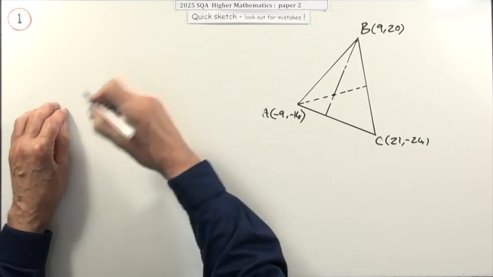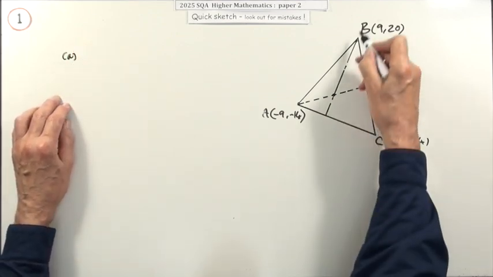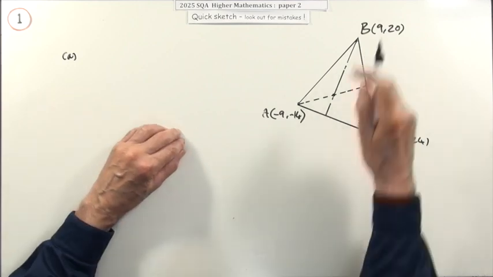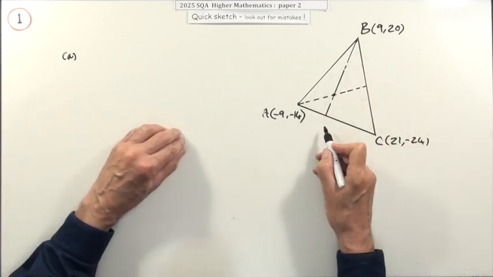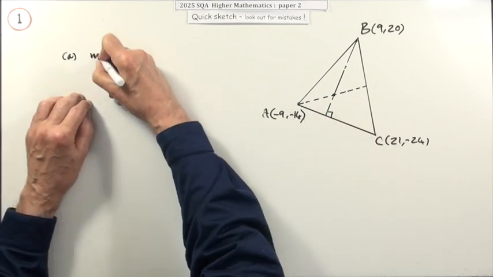Well, what was it first of all? It was the one through B. So part A, well that means if you want the equation of a line, you need a point on it, I've got it, and its gradient, don't have that, but I know it's the altitude, I know it's perpendicular, so I'll get the gradient of AC instead.